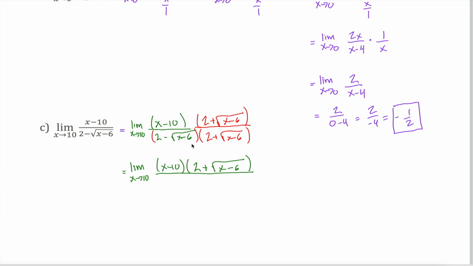There's one there, you just don't see it. Don't trust me? FOIL. This 2 times this 2 gives me a 4. This 2 times this square root of x minus 6 gives me 2 times the square root of x minus 6. But this 2 times this negative square root of x minus 6 gives me negative 2 times the square root of x minus 6.